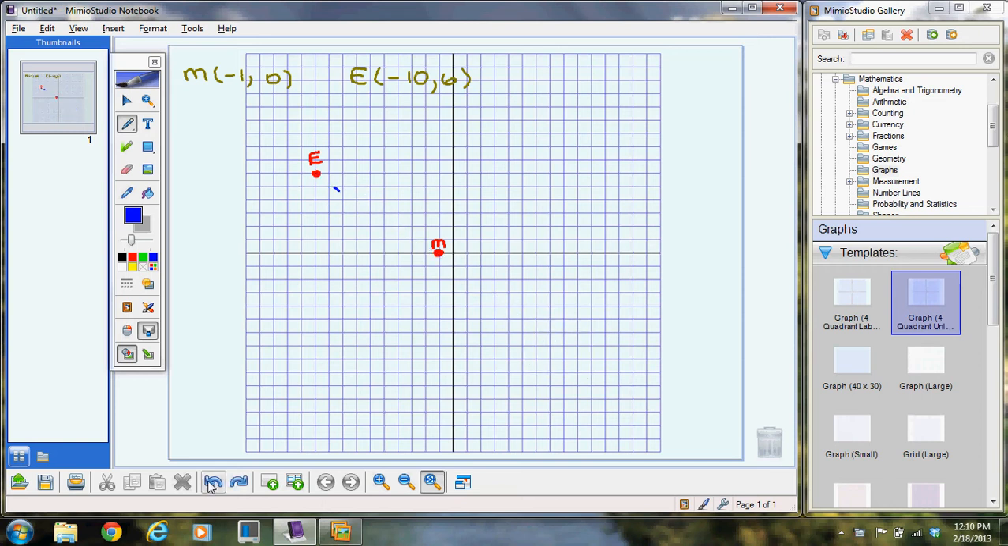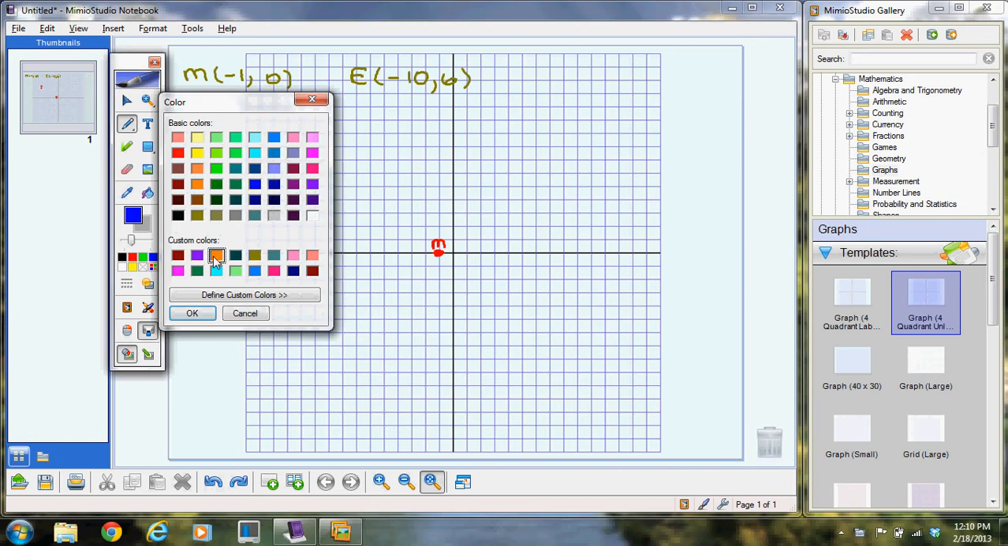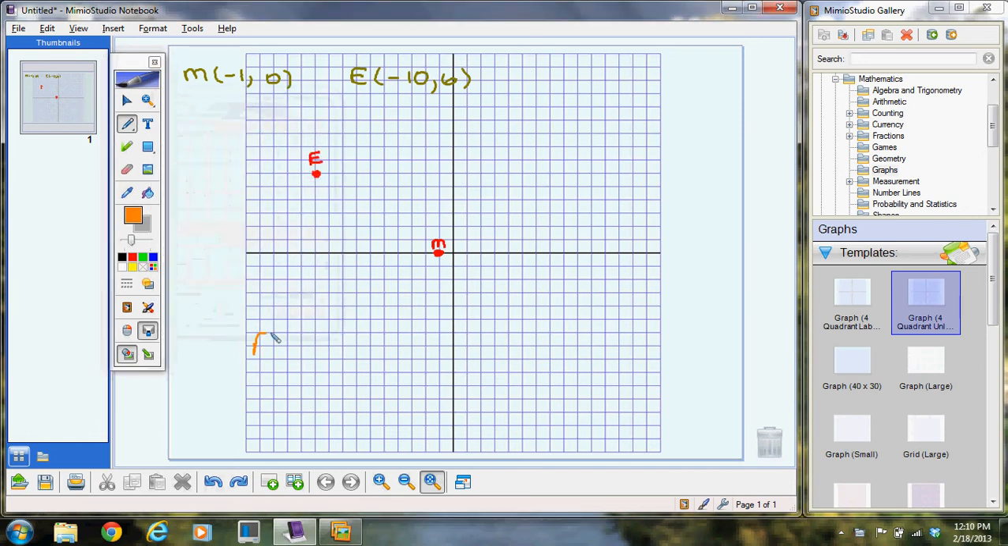Now there's an easy way to do this. Let's set this up where we have our endpoint first. So my endpoint is -10, 6. Now my midpoint, which is in the middle, that one is -1, 0. And my other endpoint, what we're looking for, those two coordinates.